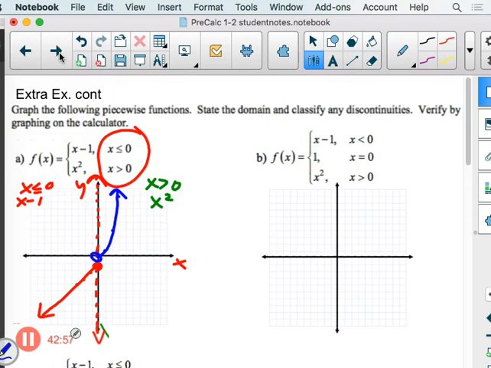State the domain. Okay. Well, we are using all the x's and y's. We did use them all. So the domain of f is negative infinity to infinity.